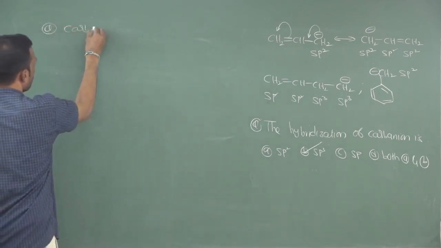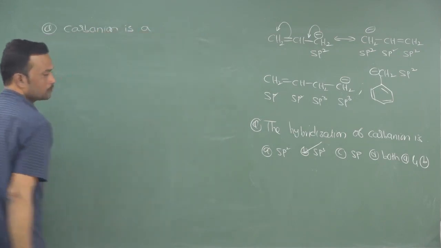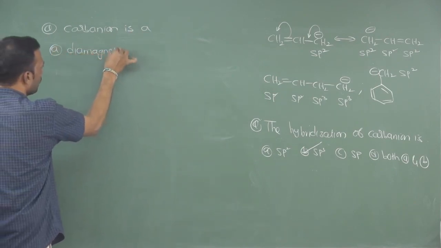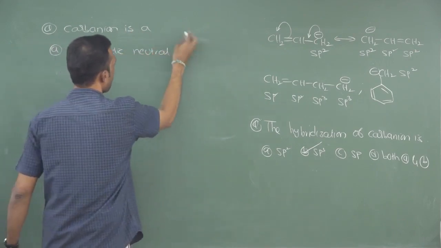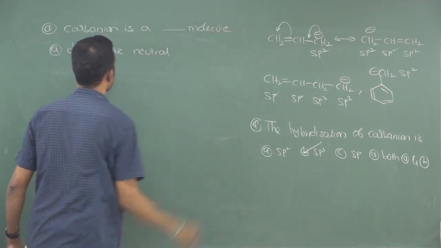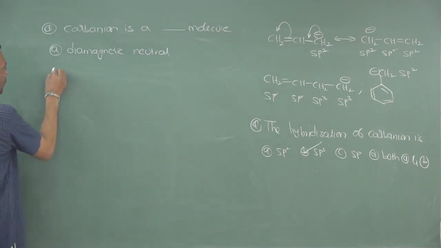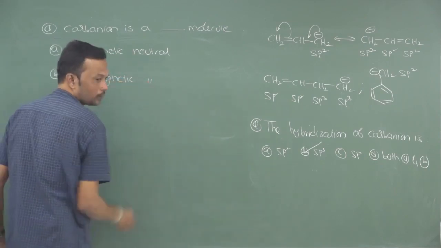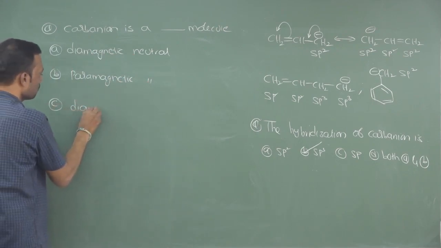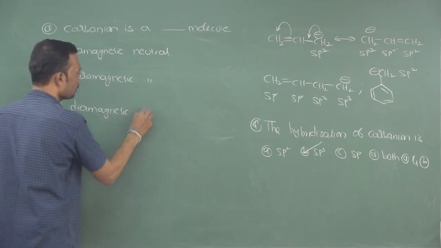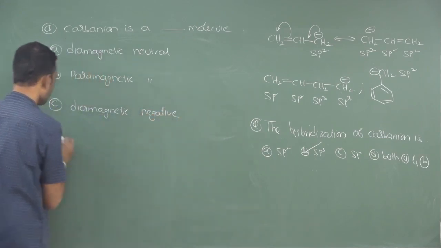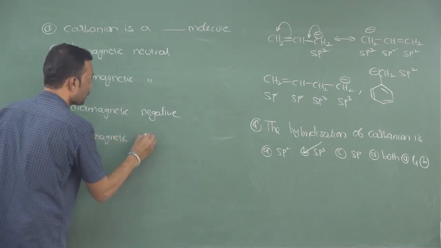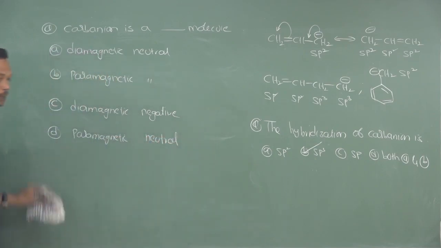Next, write one more. Carbanion is a dash molecule. Options: diamagnetic neutral, paramagnetic neutral, diamagnetic negative molecule, paramagnetic neutral.